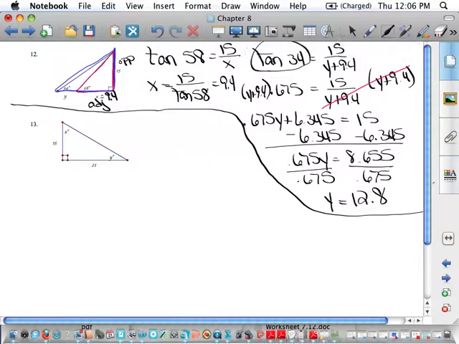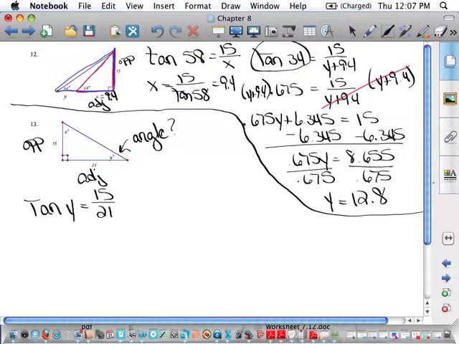Okay, let's take a look at 13. Now 13, I'm looking for the angle measures. I have the side opposite my reference angle, and I have the side adjacent my reference angle. So I'm going to say tangent of y is equal to the opposite over the adjacent. So now I take the inverse, y is equal to tan inverse of 15 over 21. So y is equal to 36 degrees.